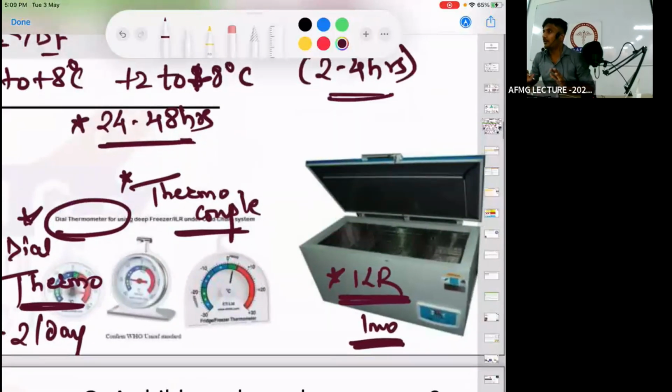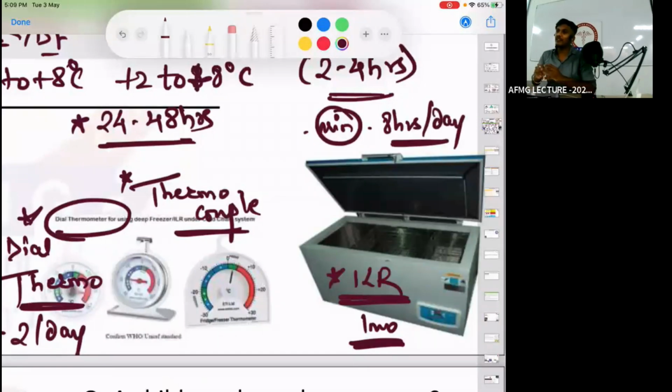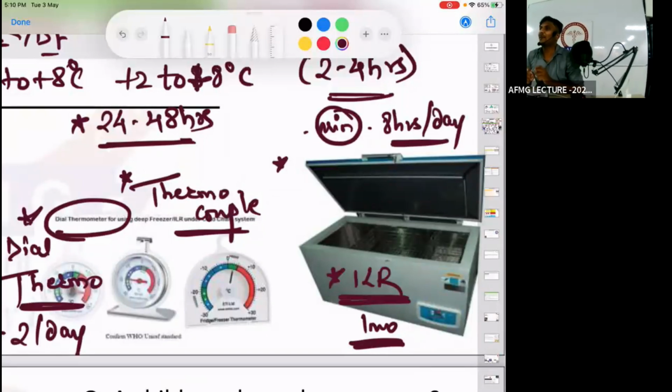The temperature monitoring of ILR is done, but for how much duration does the ILR need electricity every day? Every day it requires electricity for 8 hours per day. So minimum duration of electricity requirement is 8 hours. And without electricity, as is happening these days, it can maintain its temperature up to a certain duration. No issues with this.